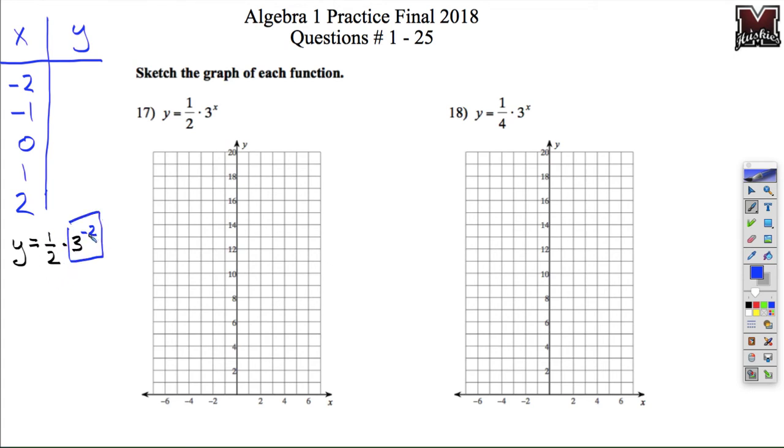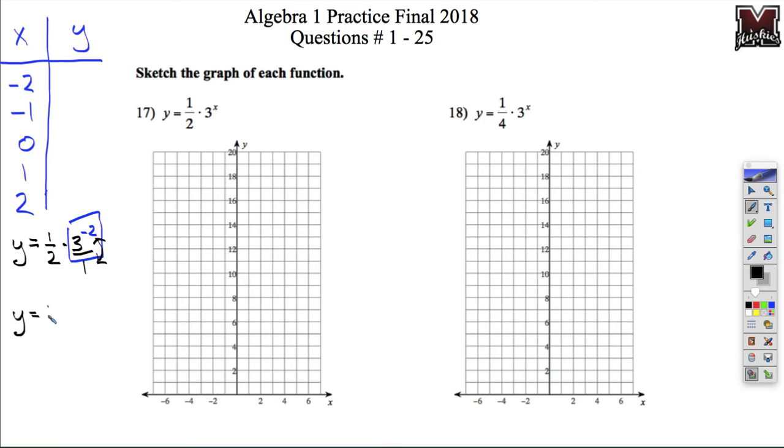3 to the power of -2. I need to first make this into a fraction, and then I'm allowed to flip it to get rid of that negative power. So the fraction is now going to become 3 to the -2 over 1. Now I'm allowed to switch the top and the bottom. So I'm going to rewrite this problem.